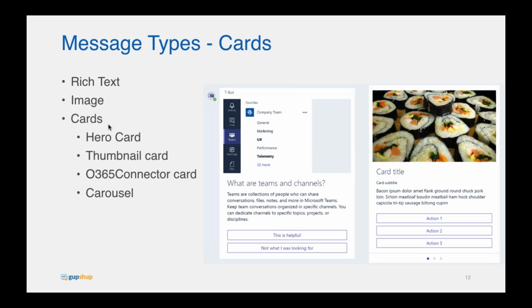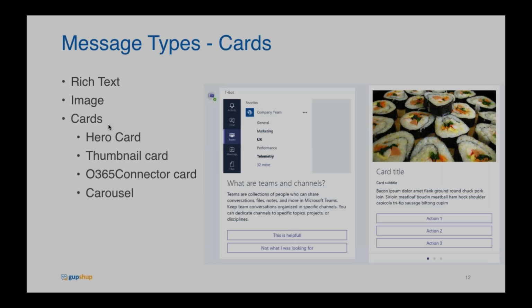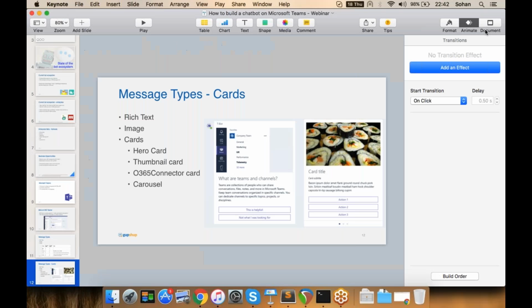And the O365 connector card is a special card which is far more customizable, but it's not supported in MS Teams just yet, but it will be soon. They also have this thing called a carousel, which is a collection of cards, and we'll show you how you can create a carousel in MS Teams very soon. So I'll hand over the presentation to my colleague Shreyans now, who will take you through the rest of it.